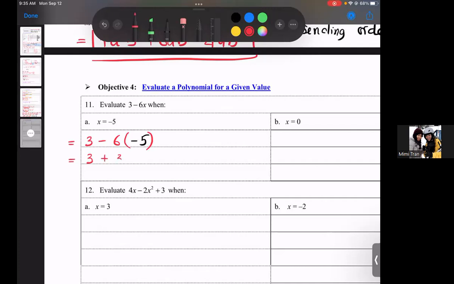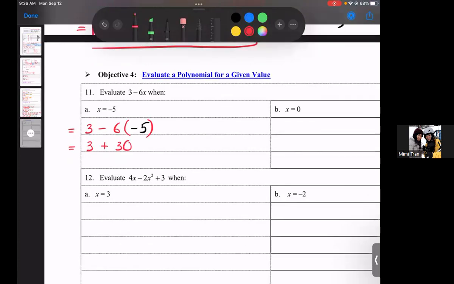30. A lot of people do this. Don't write this down. They all of a sudden say positive and then drop the plus, and then it becomes multiplication. It is not, right? Because in the beginning, they are attached together by a subtraction. It's not 3 times 6x, it's 3 minus 6x. It's a common mistake.